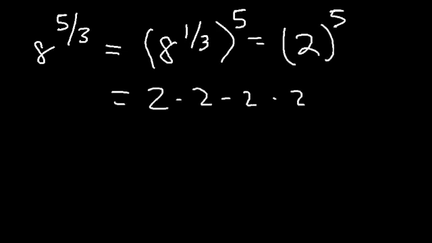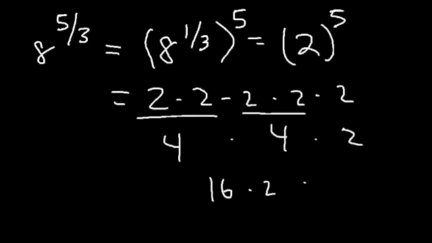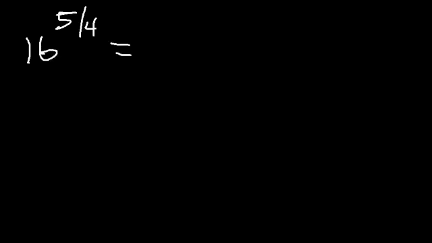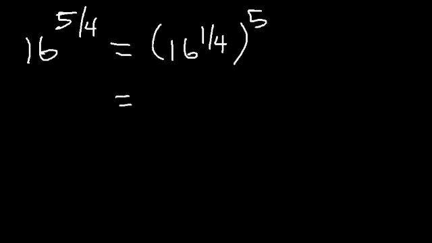So 2 times 2 times 2 times 2. 2 times 2 is 4. This is 4, and this is 2. 4 and 4 is 16, so 16 times 2 is 32. So 2 to the 5th power is 32. Let's try another example. So let's say if you want to find the value of 16 raised to the 5/4. The first thing you want to do is find the 4th root of 16, and then raise it to the 5th power. The 4th root of 16 is 2, and 2 to the 5th power, we know to be 32.